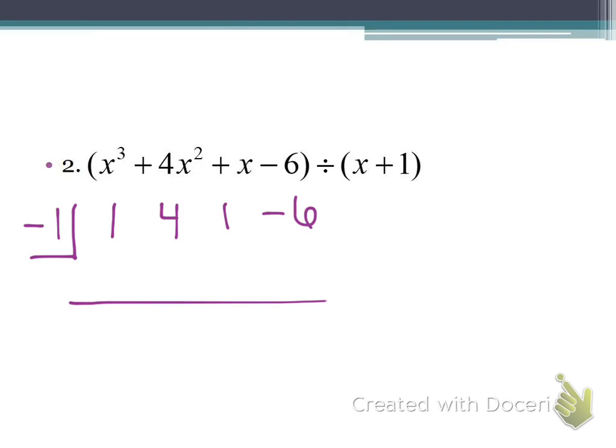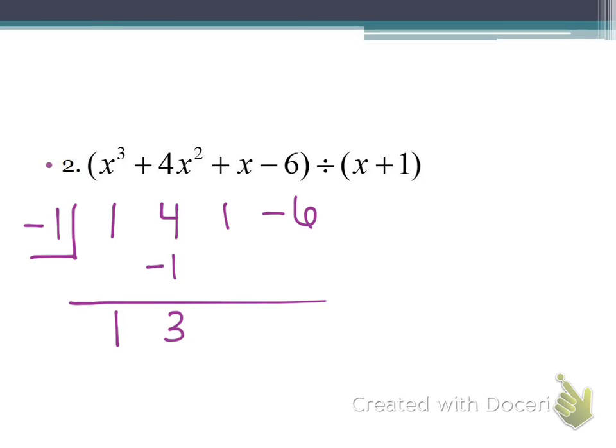So for this process, the first number gets dropped straight below the bar. Any numbers below the bar get multiplied by the number in the box. So 1 times -1 is? -1. Where are we going to put it? Under the 4. Okay, so then we combine positive 4 and -1. What do we get? A +3.